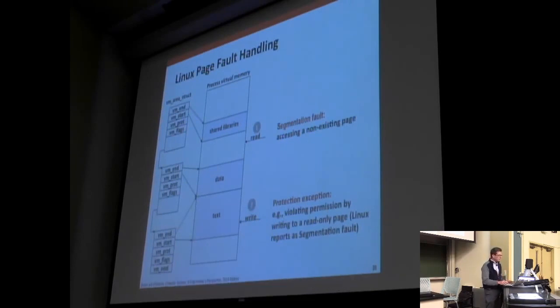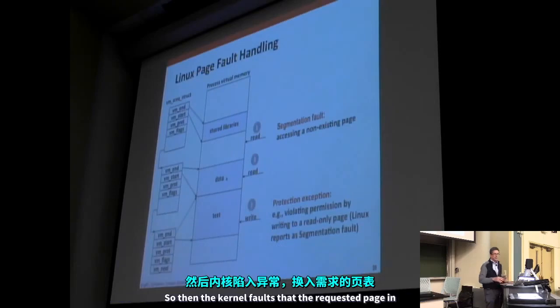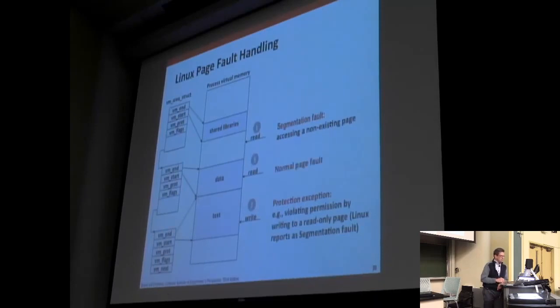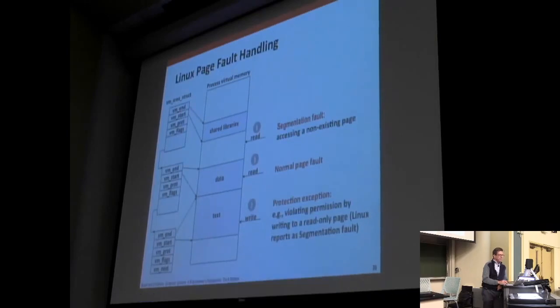Okay. And then the other option is that maybe we're trying to read data from a valid area. So then the kernel faults the requested page in and returns the requested data back to the CPU.